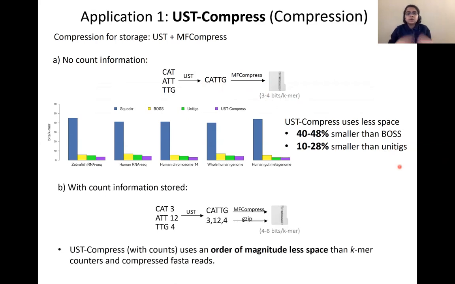Okay, and you can also store counts along with those strings. So when you do that and compress everything together, you end up having a file with 4 to 6 bits per k-mer. So in both cases, we see that the UST representation performs better than its competitive approaches.